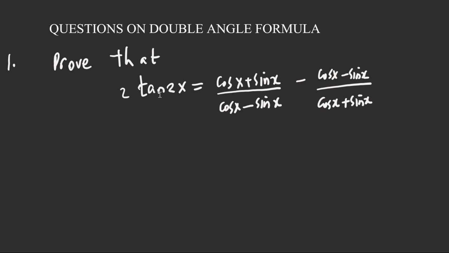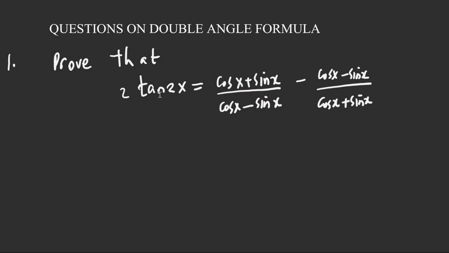And in today's session, we are going to see questions related to the double angle formula. The question in our hand now is: prove that 2 tan 2x equals (cosine x plus sine x) over (cosine x minus sine x) minus (cosine x minus sine x) over (cosine x plus sine x).